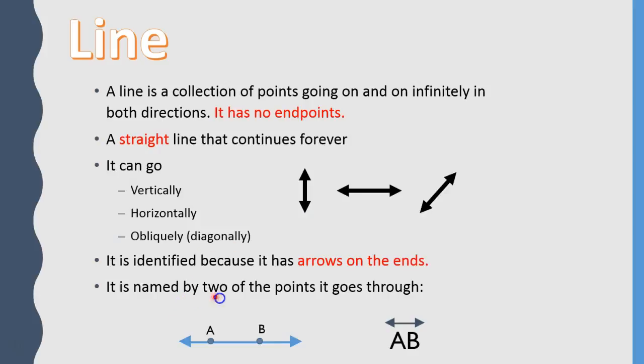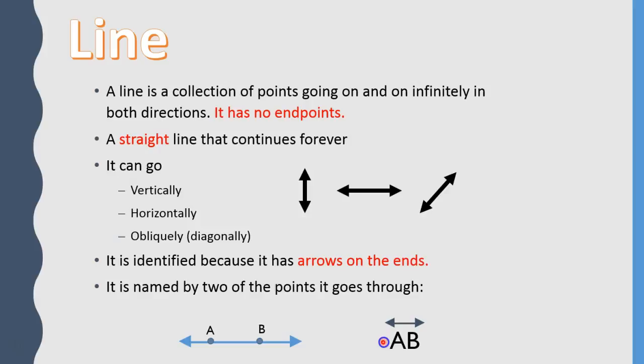It is also named by two of the points that it goes through. So this line is a collection of these 2 points, A and B. And so when you go to name it like in a sentence, you would actually write the 2 points and then put a little line above it with the arrows. So this would be read as line AB.